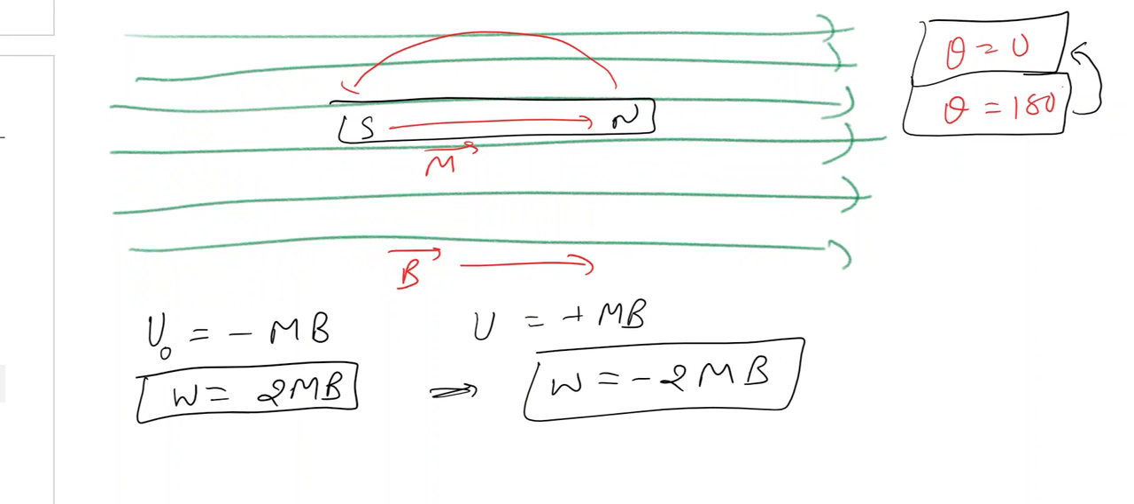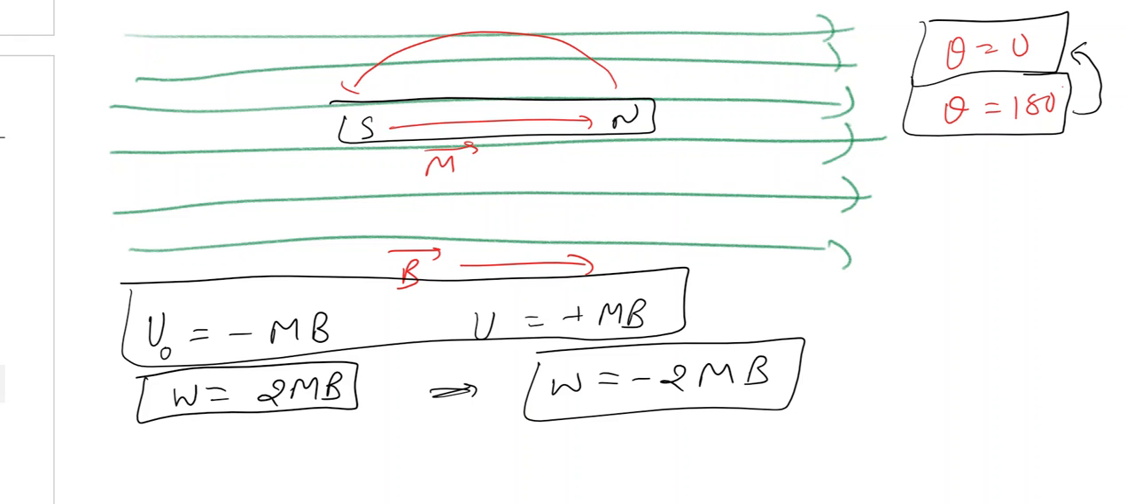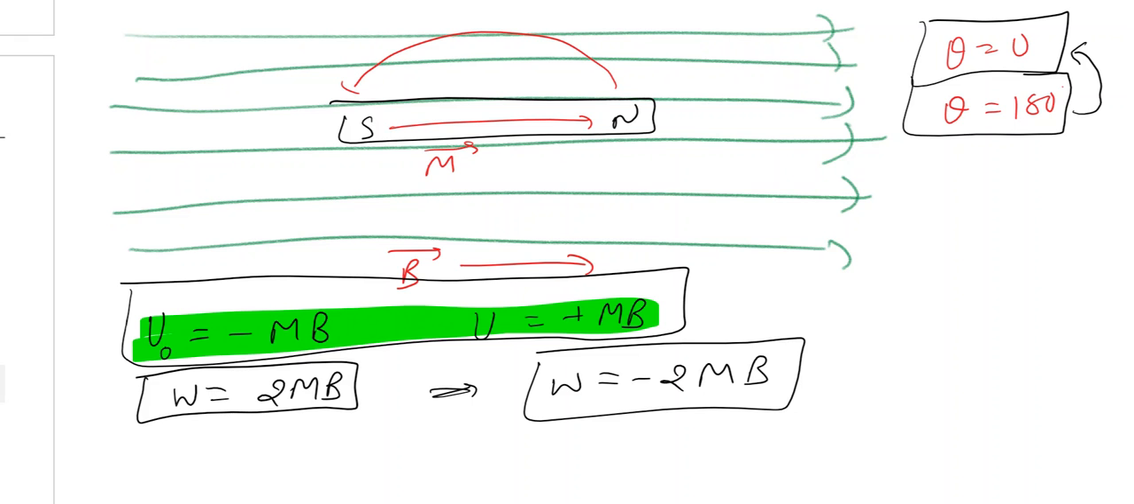So by taking the difference of initial and final potential energy, you can find out the work done to rotate a dipole. If you are asked to find out the work done to rotate any dipole, you can check the final and initial potential energy. The difference of the two will give you the work done.